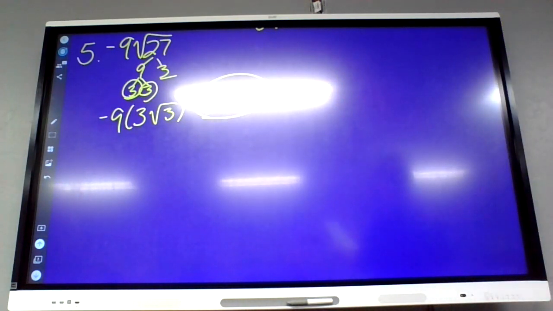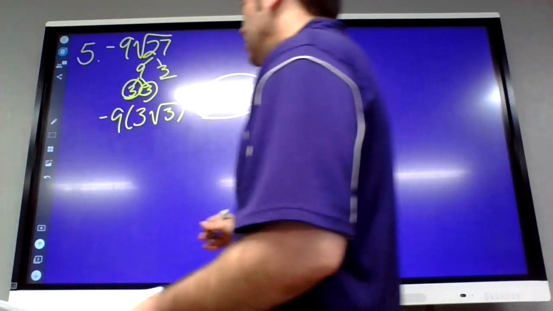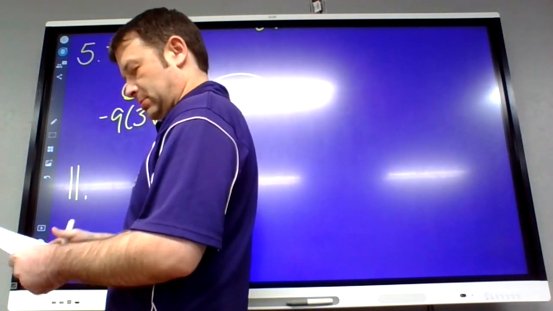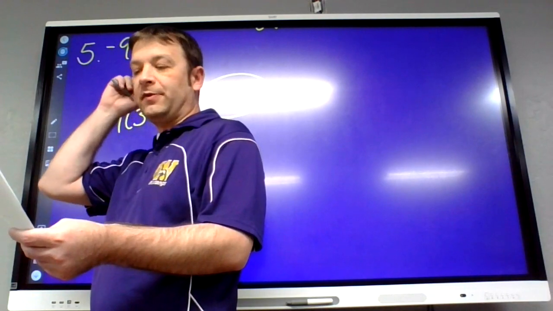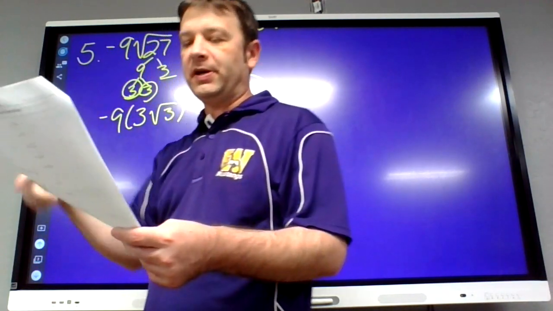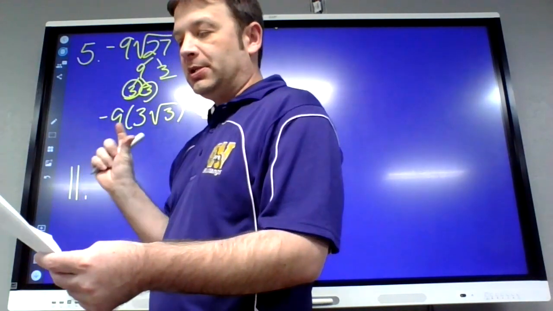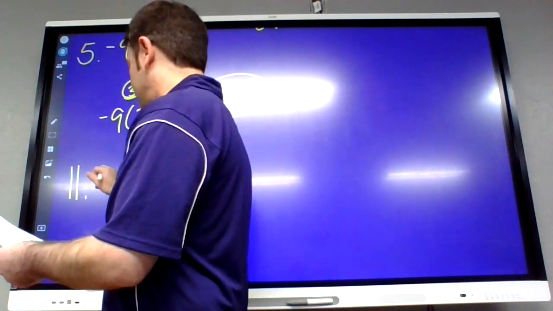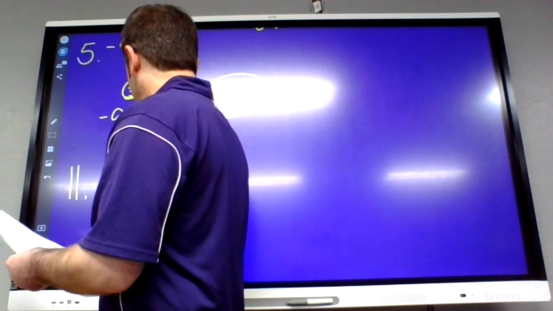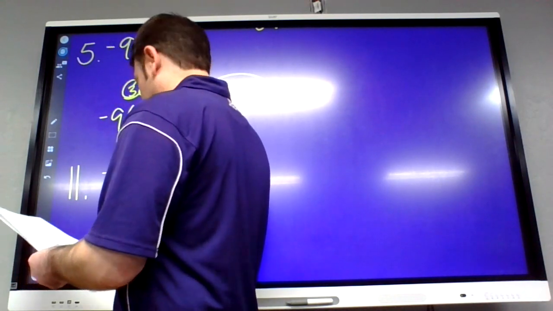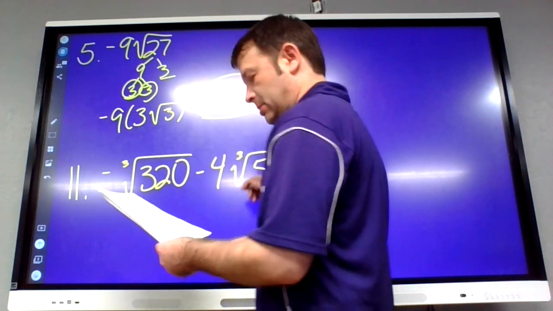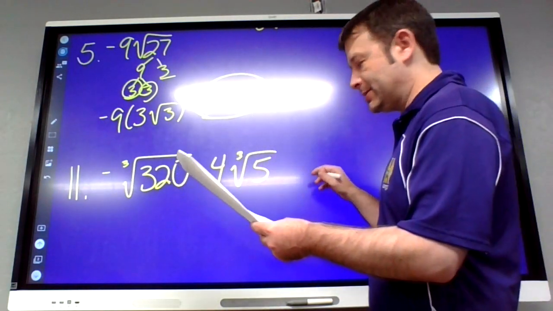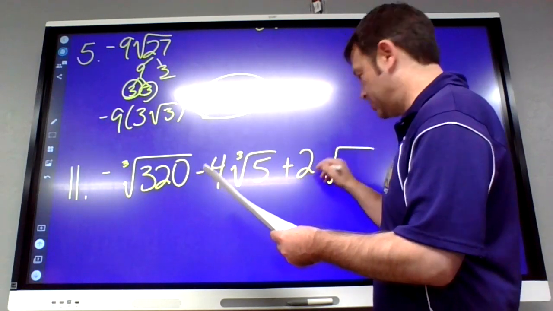Okay, 9 is next, but 11 looks harder, so maybe let's try 11. 7 is like 9 and 11 except it's square roots. You just need to simplify the square root of 45 and square root of 20 to see what's like terms. Watch 11 and then you'll probably figure it out. 11 is definitely the hardest one here. 9 is like 11, it's just a little bit easier.